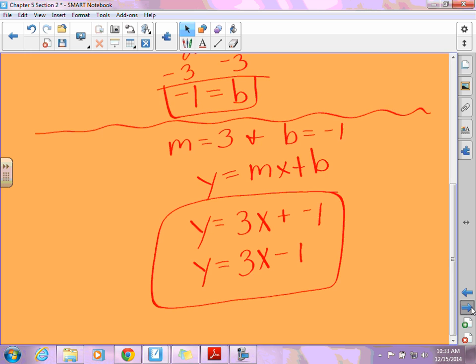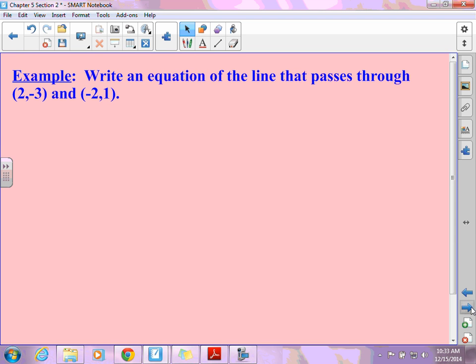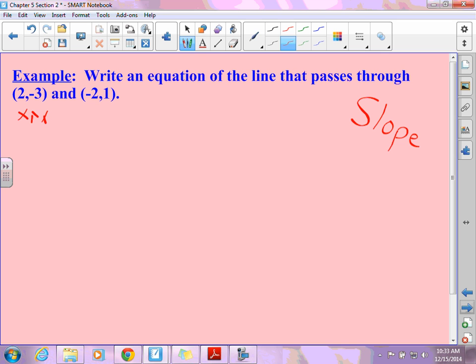We're going to write an equation of a line that passes through (2, -3) and (-2, 1). My problem is I don't have a slope and I don't have a y-intercept. I don't have either. So the first thing that we're going to do is find the slope. Okay? And I'm going to take these ordered pairs and label them x1, y1, x2, y2.